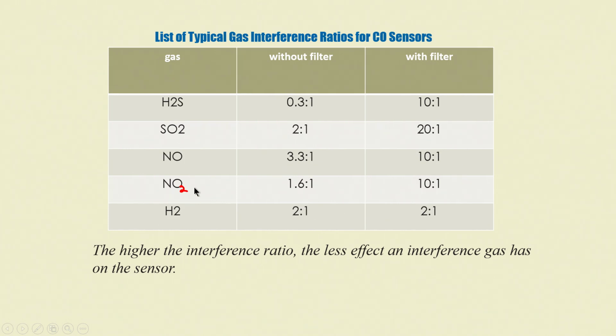In all these cases, carbon monoxide has a different diameter, and NO2 is a bigger molecule, nitric oxide is a bigger molecule, SO2 is a bigger molecule, and H2S is bigger, but hydrogen is the smallest molecule. So, the filter is not very effective in the case of H2. So, one has to be a little wary about interpreting such results. The higher the interference ratio, the less effect an interference gas has on the sensor. That is the bottom line.